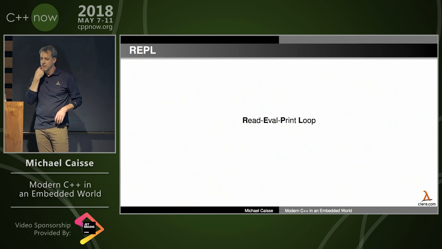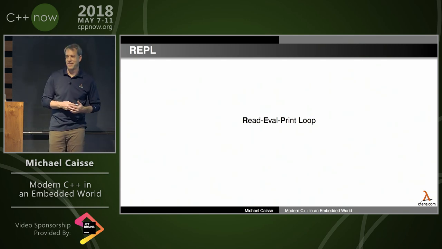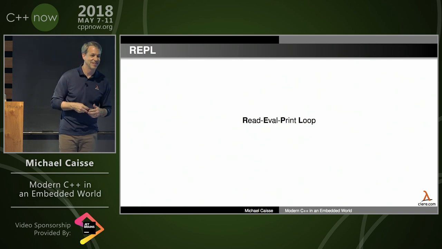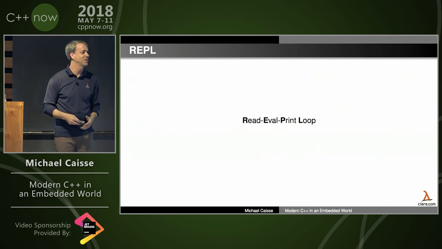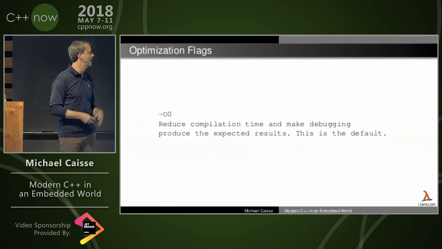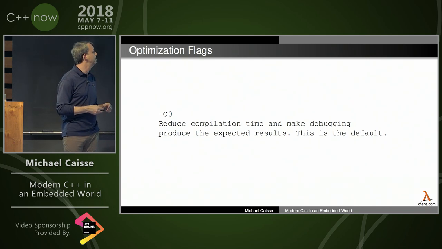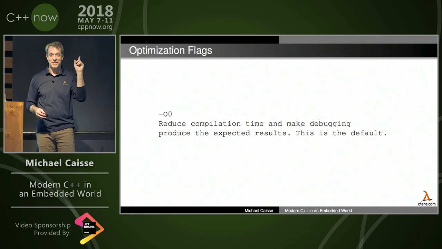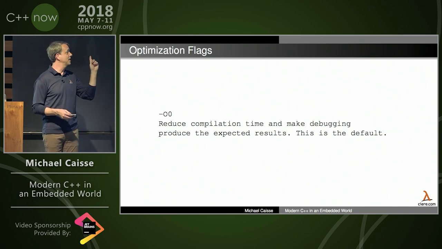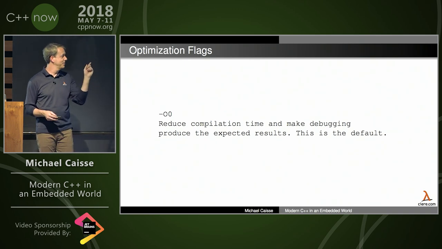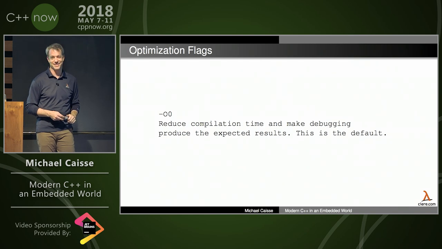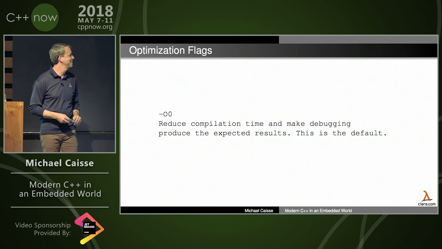All right. This is not a REPL system. It's not read, evaluate, print, loop, right? Reason about your code. Write your code in such a way that you can use high-level abstractions without having to do this. This is actually why, by the way, people use O0. They look it up and they say, reduce compilation time and make debugging produce the expected results. This is the default.